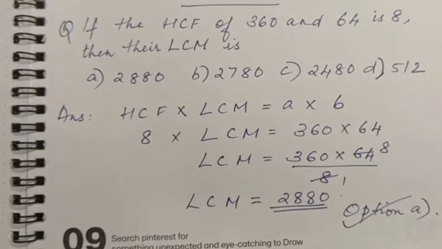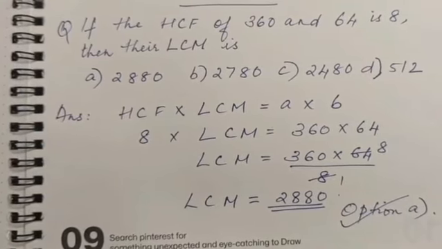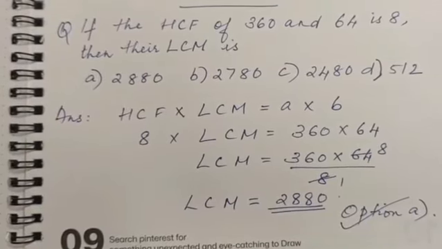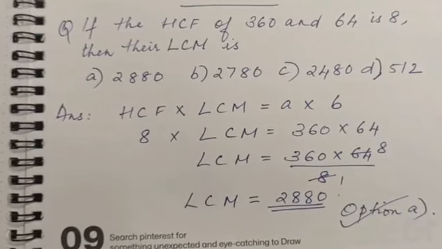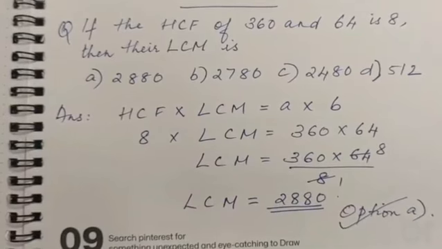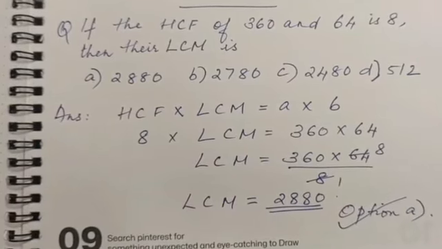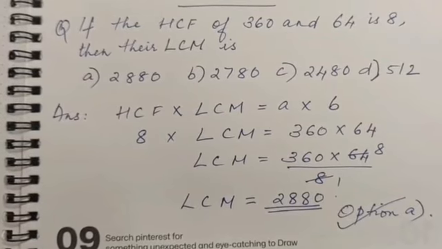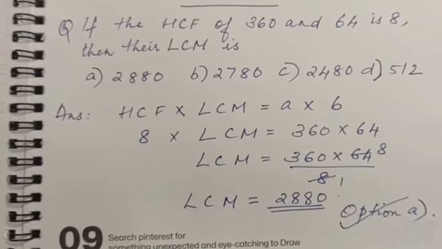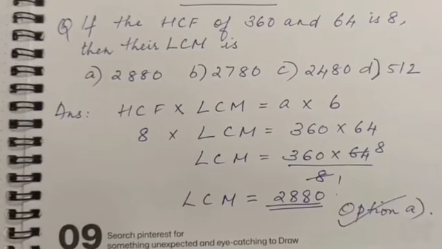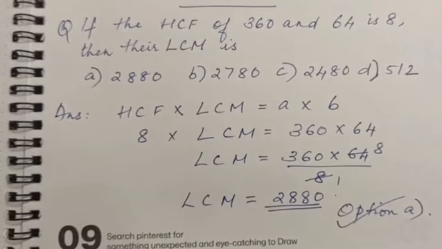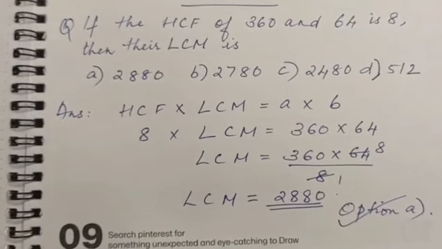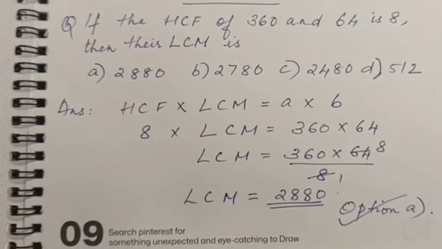So here in this question the numbers are 360 and 64 and the HCF is given as 8. You just have to find out the LCM. So we can write the formula as HCF into LCM is equal to A into B, and HCF is given as 8, so 8 into LCM is equal to 360 into 64, and from that, on cancellation, you will get the LCM as 2880, and the answer is the first option, that is option A.